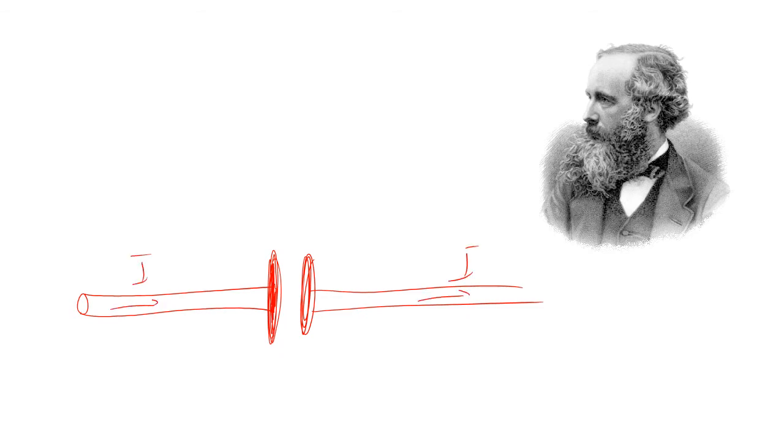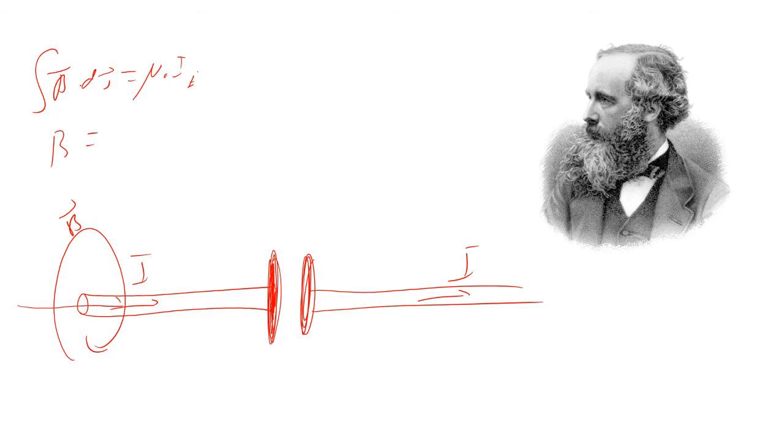He says that if you're a long way away from the capacitor, the current is making a magnetic field around the wire. We know that the integral of B dot ds is mu naught I, and so the magnetic field is going to be mu naught I divided by 2 pi r. That's fine, and that's going to be the case here, here, here, and here.